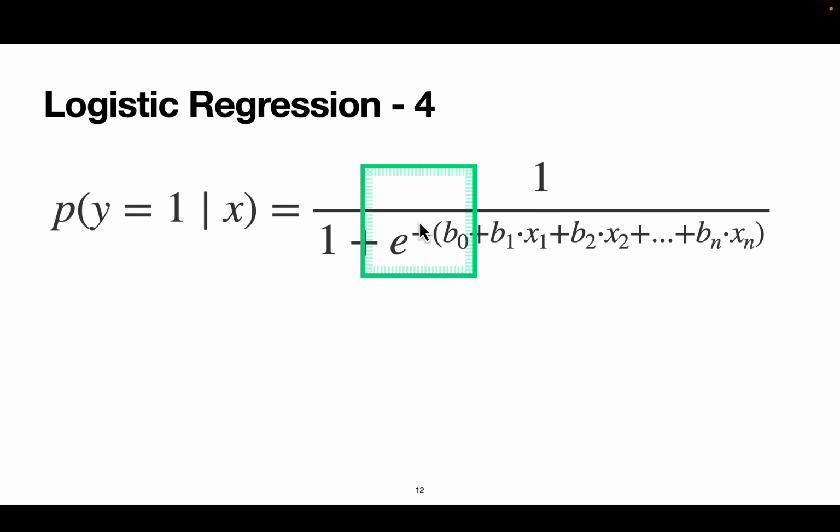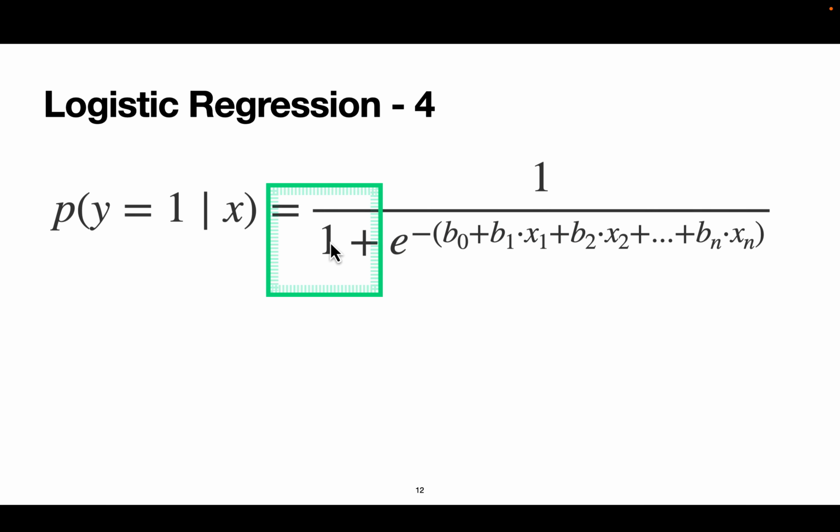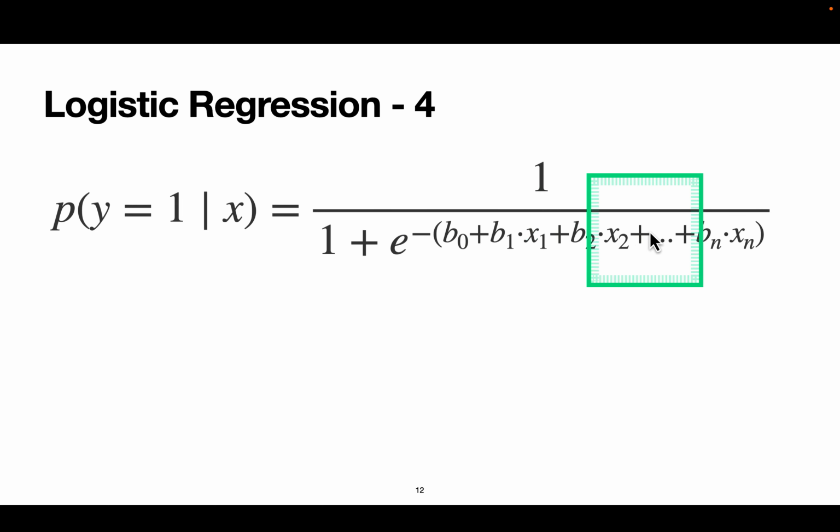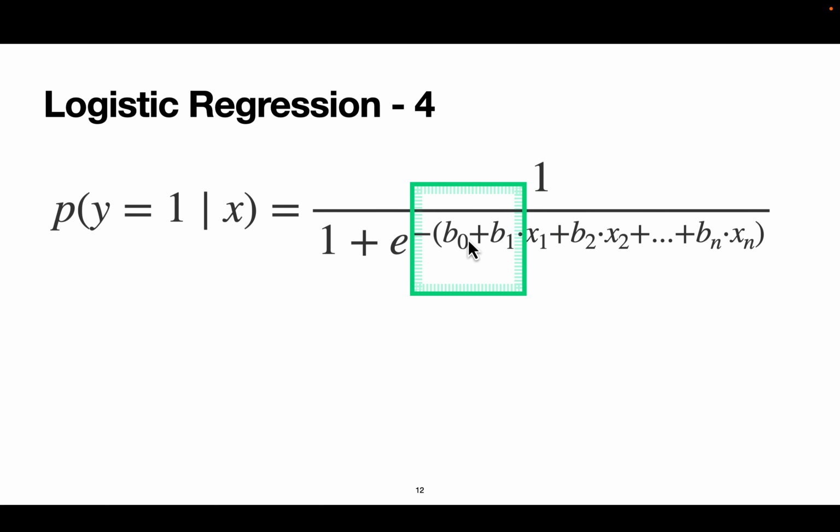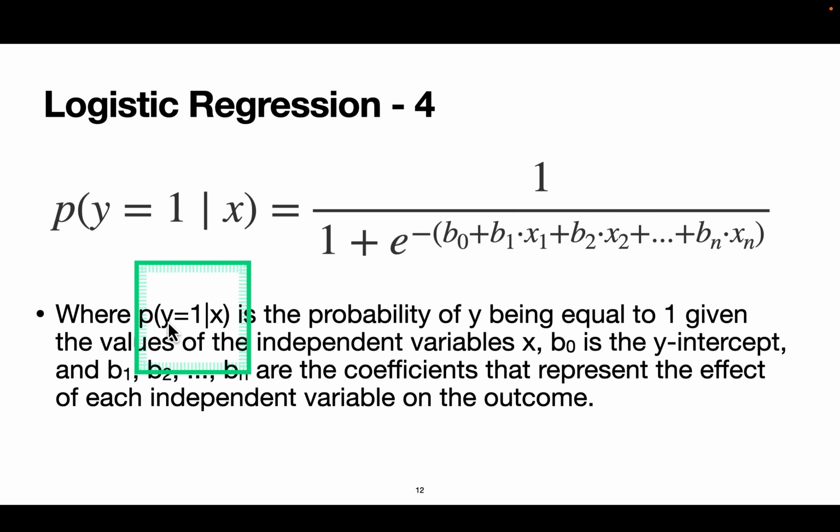So this is how the equation looks. There are multiple features, and P of y equal to 1 given x is the probability of y being equal to 1 given the values of the independent variables x.